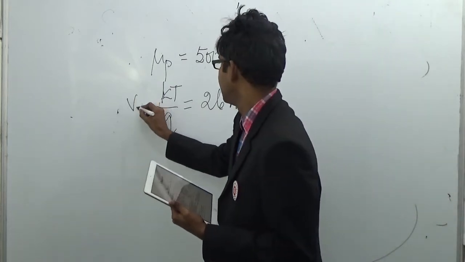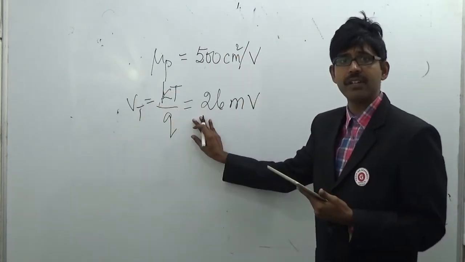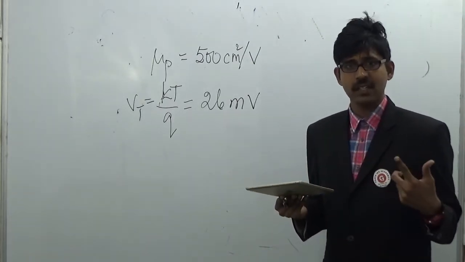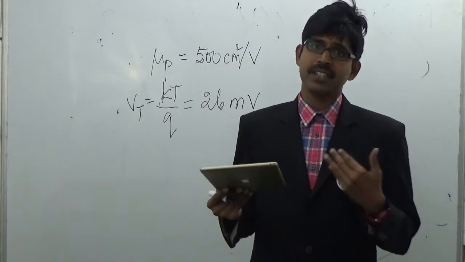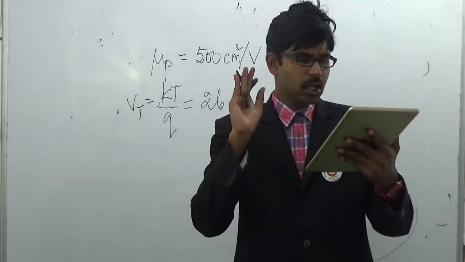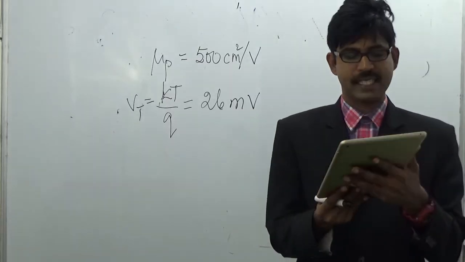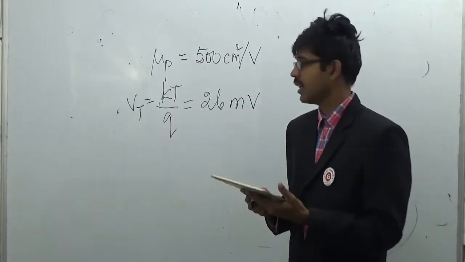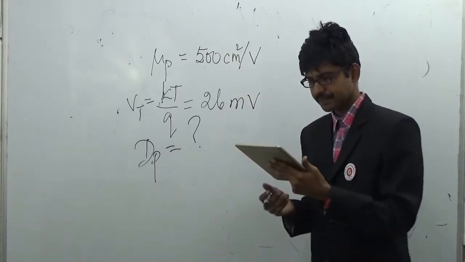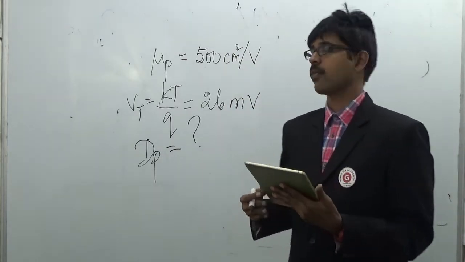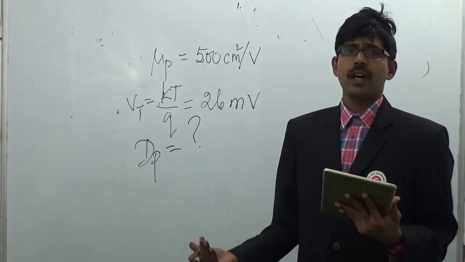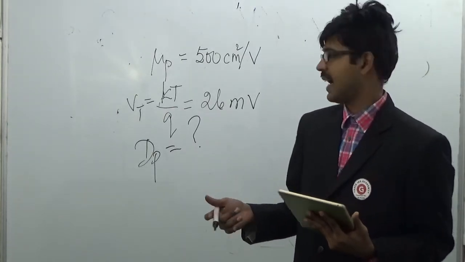VT, thermal voltage. I already told you it is 26 millivolt at room temperature, and it varies based on the temperature variations. Having given this data, you are asked the hole diffusion constant dP, or diffusion coefficient. What is the diffusion coefficient dP? Okay, this is the question asked. So this is the Einstein relation. If you use the Einstein relation, you can find out the answer.